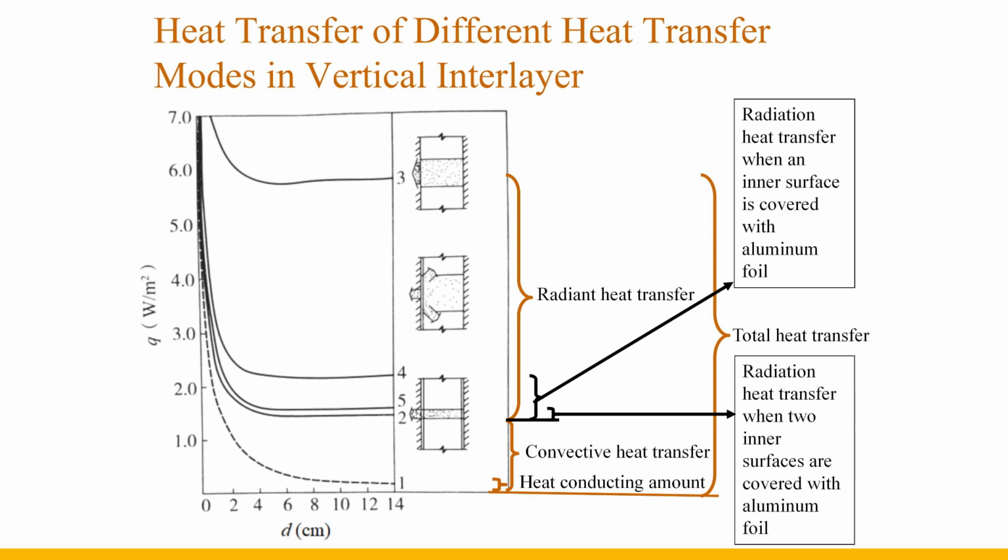This diagram is a vertical air interlayer. The line between line 1 and the axis indicates heat conduction, where the air in the interlayer is in a static state. The line between line 2 and the axis indicates convective heat transfer. The line between line 3 and line 2 indicates the radiation heat transfer when the interlayer is constructed with general building materials. The total heat transfer through the interlayer is expressed between line 3 and the axis.